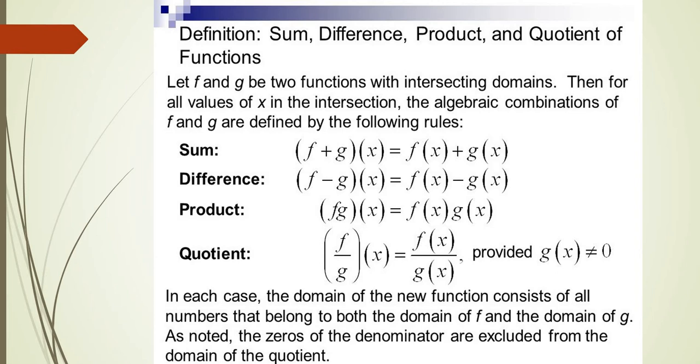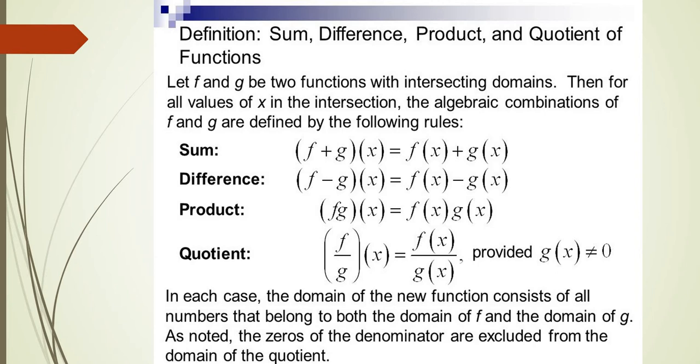If f and g are two functions with intersecting domains, that means they share x values, then for all values of x in the intersection, the algebraic combinations of f and g are defined by the following rules. So if we want f plus g of x, it's the same thing as taking the f function separately and adding it to the g function separately. The same thing with subtraction, the same thing with the product, and the same thing with the quotient. The difference here is that we need to make sure that g of x does not equal 0. In any other operation, g of x can be 0, but not for a quotient.